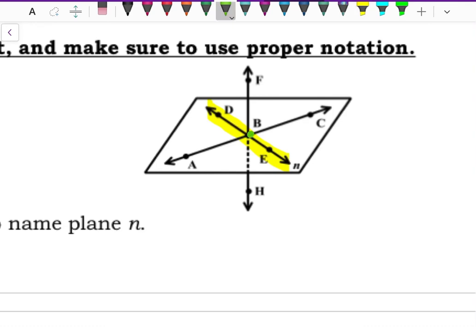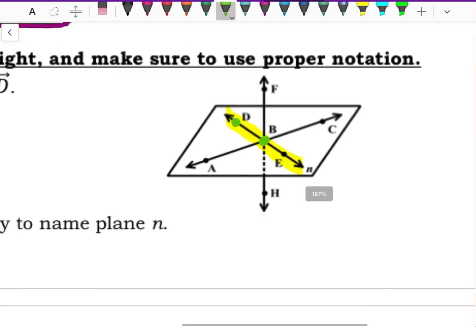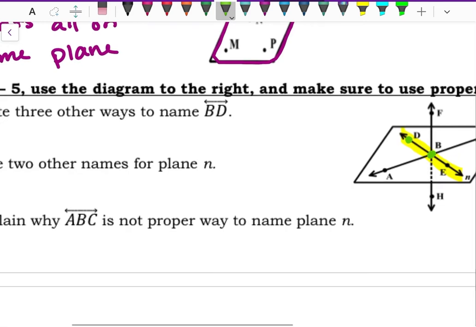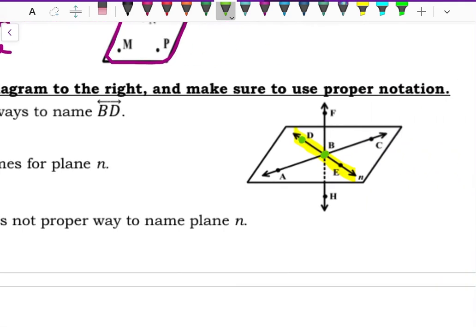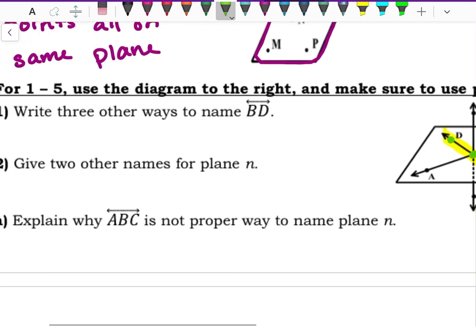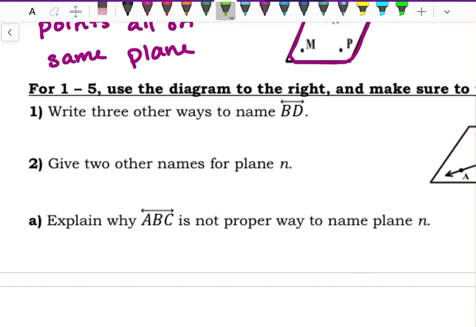You can see point B is here, point D is here. So we're talking about that line. Another way to name it, we see another point here is point E. So we could name it DB. That's another way for a line.